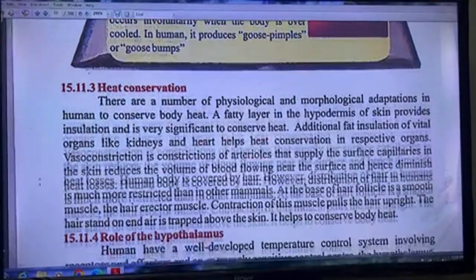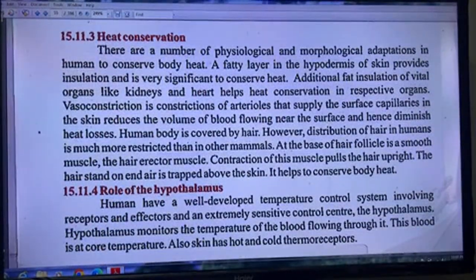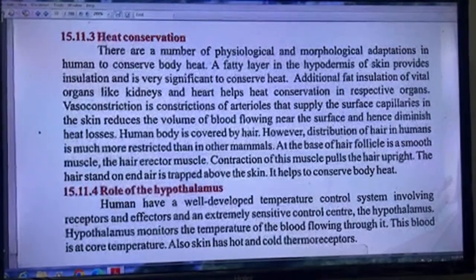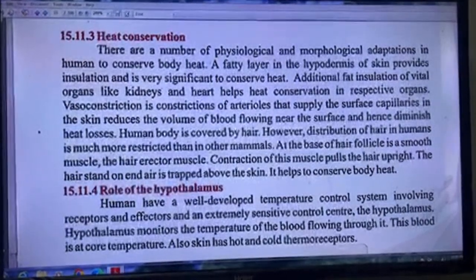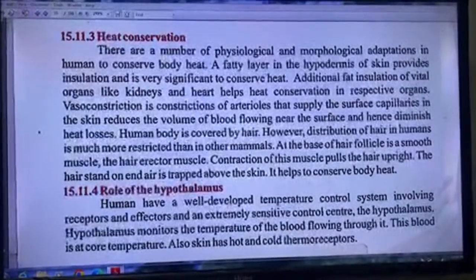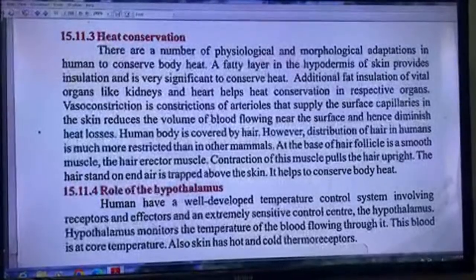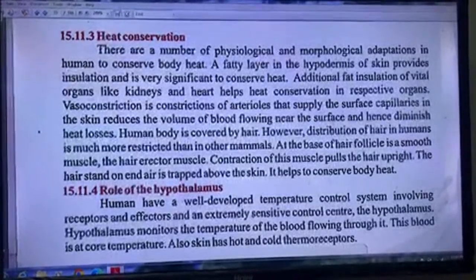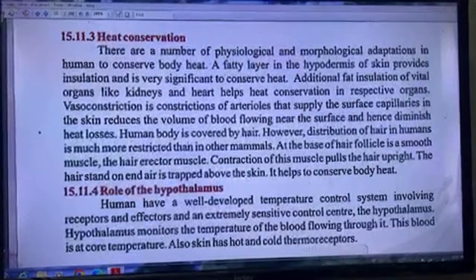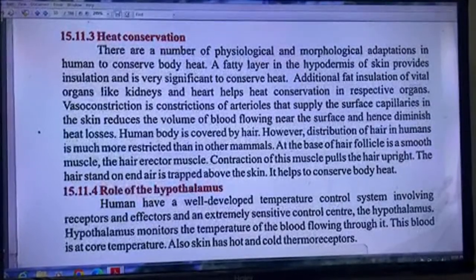Heat conservation. There are a number of physiological and morphological adaptations in humans to conserve body heat. A fatty layer in the hypodermis of skin provides insulation and is very significant to conserve heat. Additional fat insulation of vital organs like kidneys and heart helps that conservation in the respective organs.